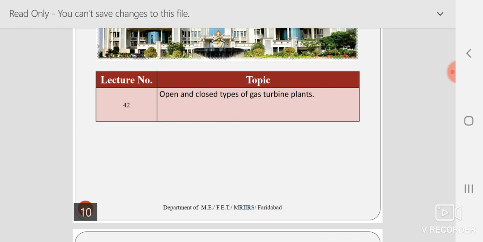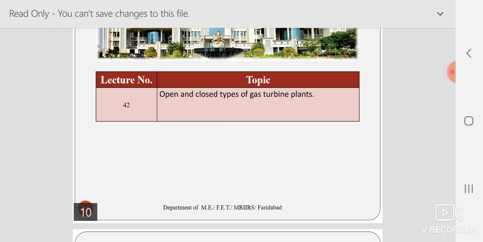Now, open and closed cycle gas turbine plants. There are two types of cycles of gas turbine plants. One is open cycle, one is closed cycle. Naturally, the name signifies, in case of open cycle, the turbine is open. That means the gas comes inside, it rotates the turbine and it goes out. That's the open cycle. In case of a closed cycle, the gas doesn't go out. It is being recirculated again and again throughout the system. That is why it is closed. Closed means no connection with the outside environment. The same gas is rotated and rotated again.